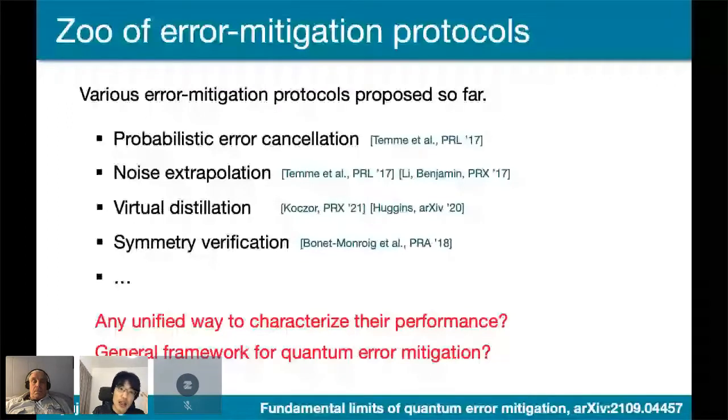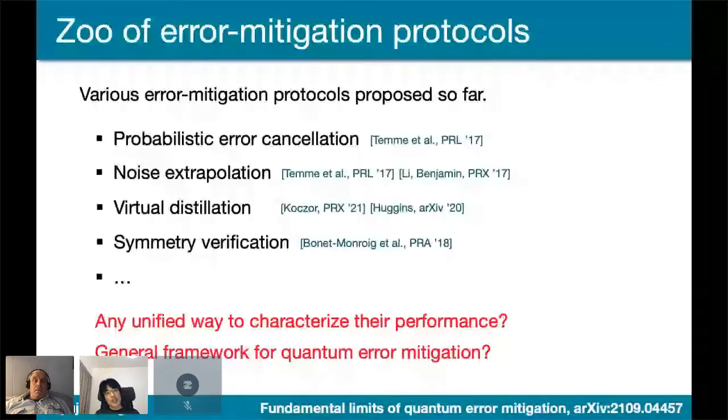This problem can be addressed by asking the following question: is there any unified way to characterize their performance? But to do that, we first need a general framework for quantum error mitigation, because otherwise we cannot get any results. We should first fix some general framework, then try to get results or theorems that apply to all the error mitigation protocols accommodated in such a framework.